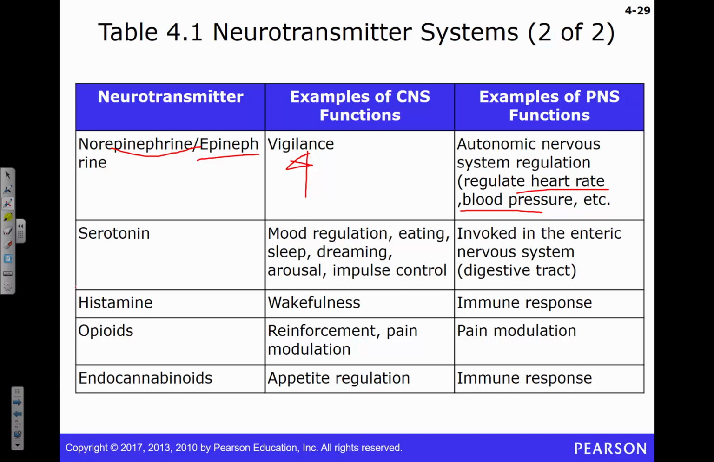Serotonin, we've talked a little bit about this. Serotonin is used for a lot of things: mood regulation, eating, sleep, dreaming, arousal, and impulse control, right? We'll talk about all of these as we get to those different systems later in the semester, so not a worry. Histamine, that's involved in wakefulness. How many of you have ever taken an antihistamine? And then what happened? You took a nap.